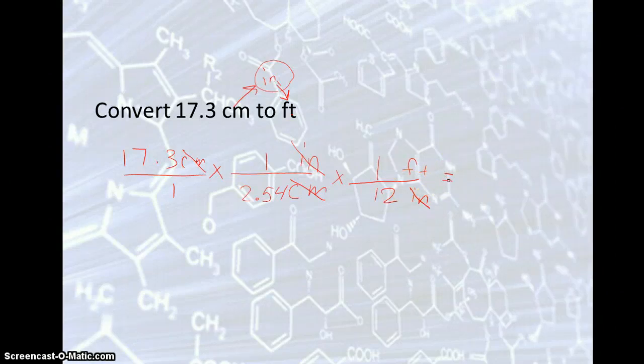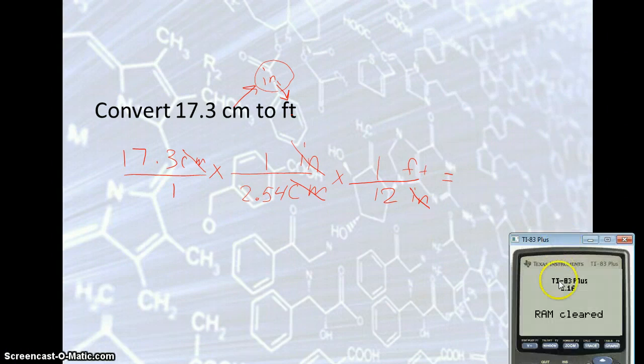Okay, so let me go ahead and pull up my calculator. Alright, here's my handy dandy TI-83 calculator, and let's look at how I would do the math here. Now we know 17.3 is on top, so I'm going to put in 17.3 on my calculator, multiply it by 1, multiply it by 1, because remember, anything on top up here is always multiplied.